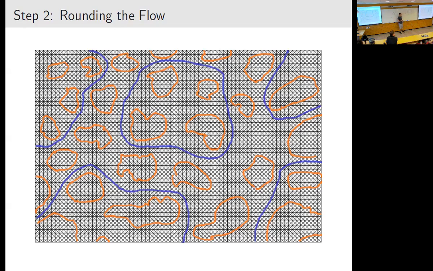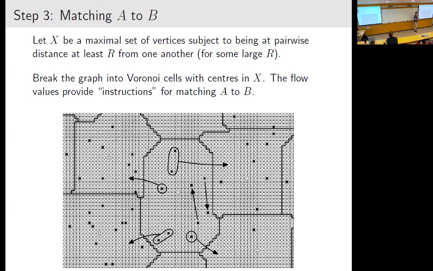Okay, so the last step then. Let's suppose you've got an integer valued flow. Again, every edge has an integer amount of flow on it. The flow out of any vertex in A is 1, out of any vertex of B is -1, and 0 otherwise. Okay, so we need to turn this into an equidecomposition.